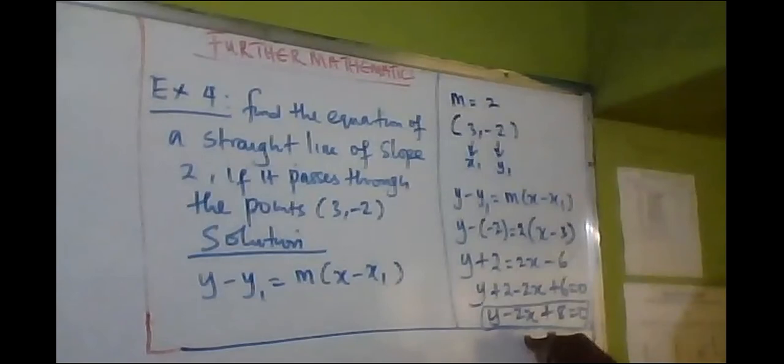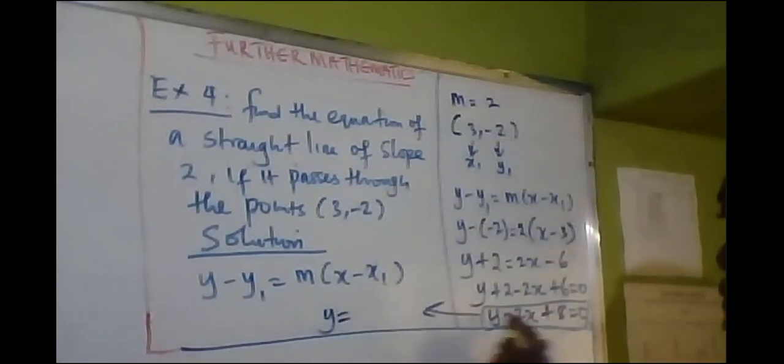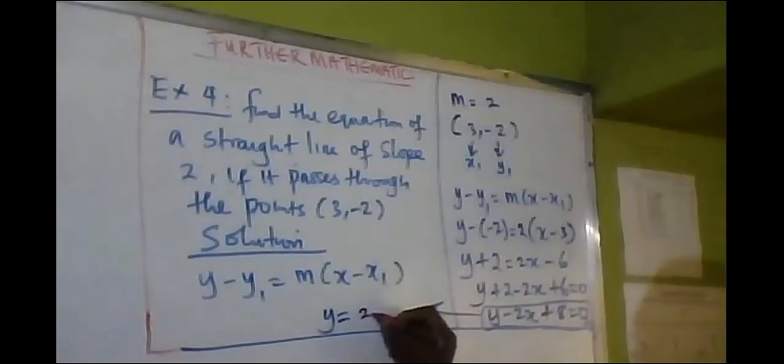Another way of showing your answer is what? In the gradient intercept form. So y will stand alone. If you are going to do that, that means you are going to say y is equal to, move this one to the other side, 2x, move this one to the other side, minus 8. So these are the two ways your answers can be shown.